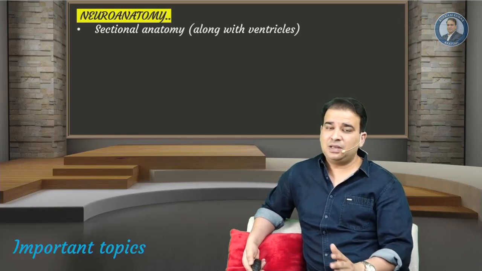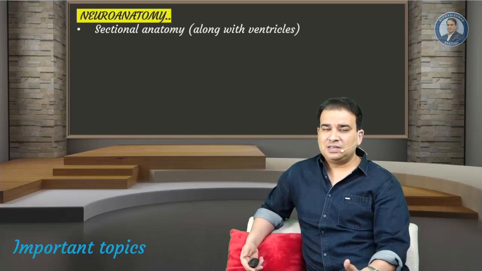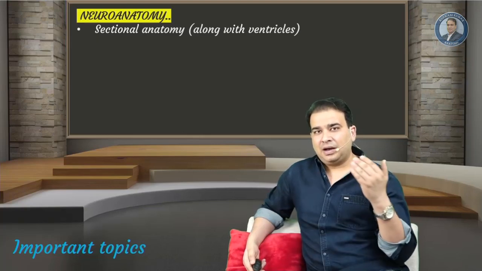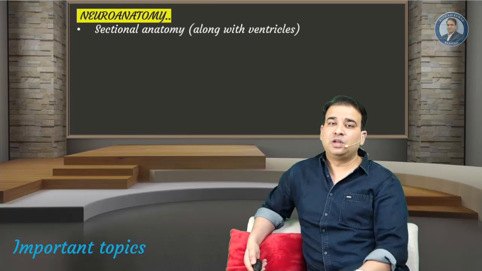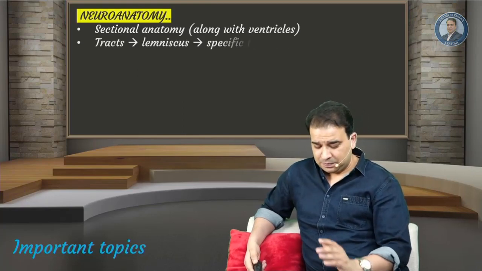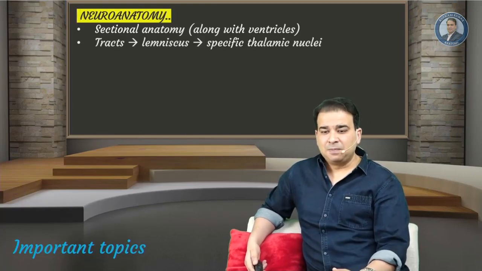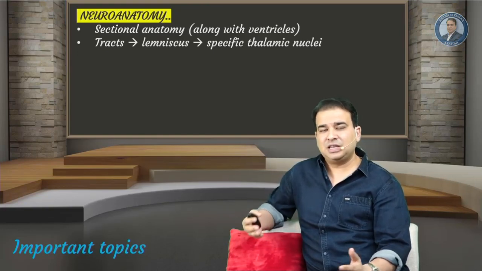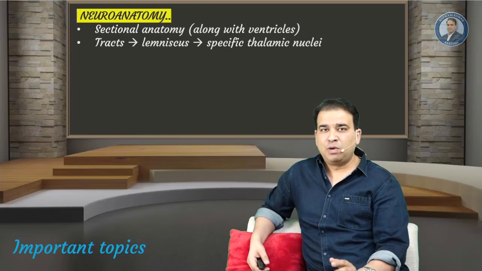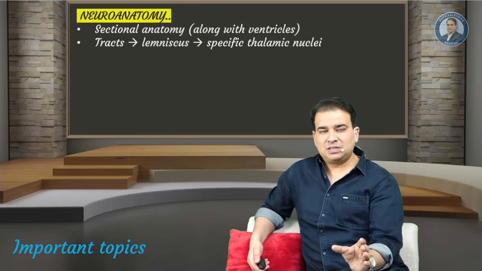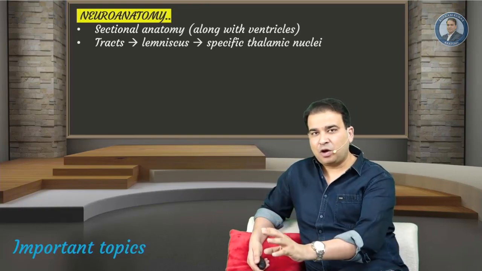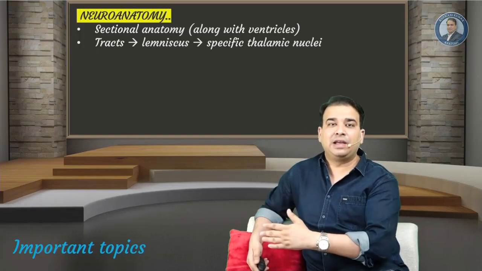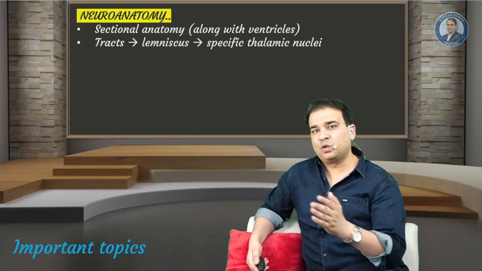So sectional anatomy is extremely important, and as I said, the questions are based on the identification of structures, and even the ventricles part can be covered if you know the sectional anatomy. Second thing, I would say, the tracts. Once again, to have a better understanding of brainstem syndromes or brainstem lesions and even spinal cord lesions, you need to know about the tracts. Just trace the tracts, know what lemniscus they are forming, where they are decussating, and which specific thalamic nuclei they are ending in, whether it's the VPL nucleus or the VPM nucleus.